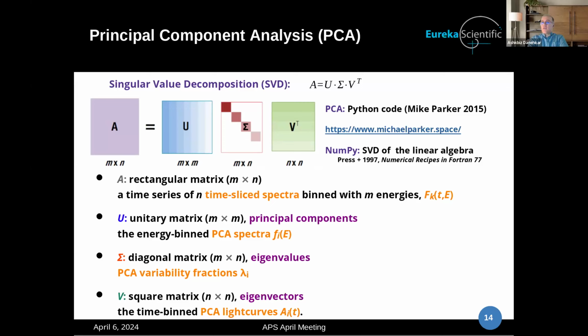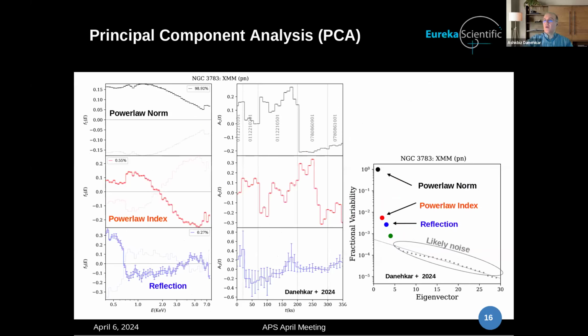Principal component analysis is usually used in machine learning to simplify data in unsupervised machine learning. This provides U, which is the spectra, the diagonal matrix in the middle is the eigenvalues, and V is the eigenvectors, which are the light curves. Here on the left is the principal component spectra, in the middle is the light curve, and on the right is the eigenvalue.